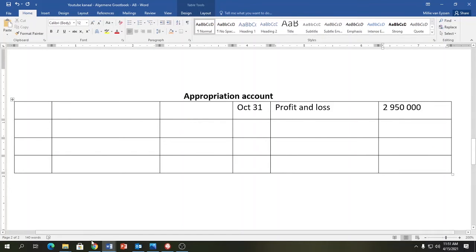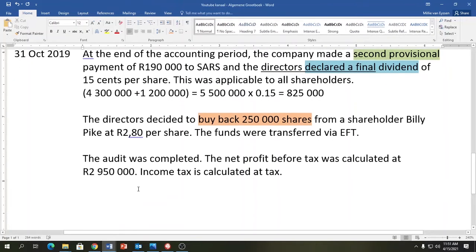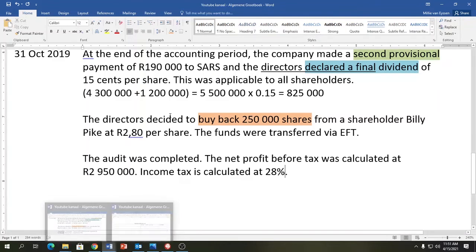Now, if I go back to the question, that was the last thing. Oh, I see here I made a typing error. Let's just make that 28%. That is the normal percentage that they use on average, either 28 or 30%. I've done everything. I'm at the bottom.